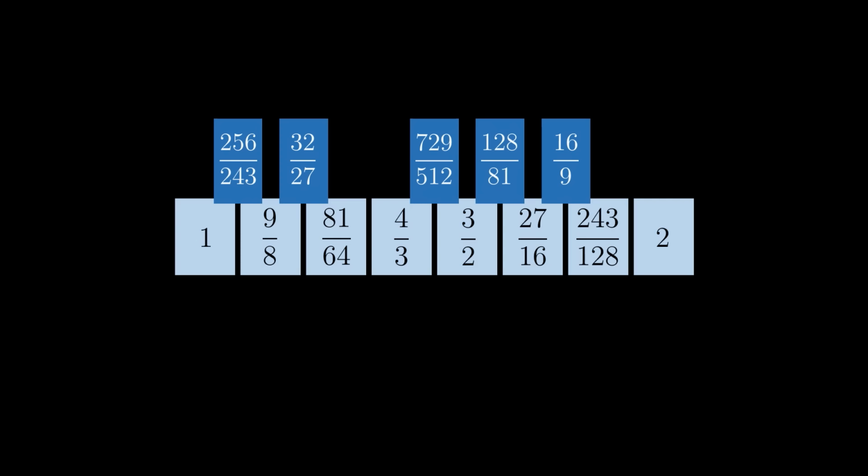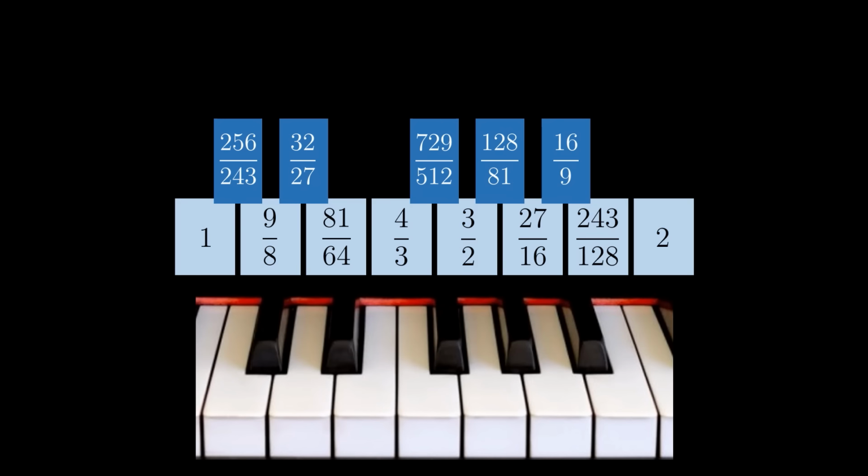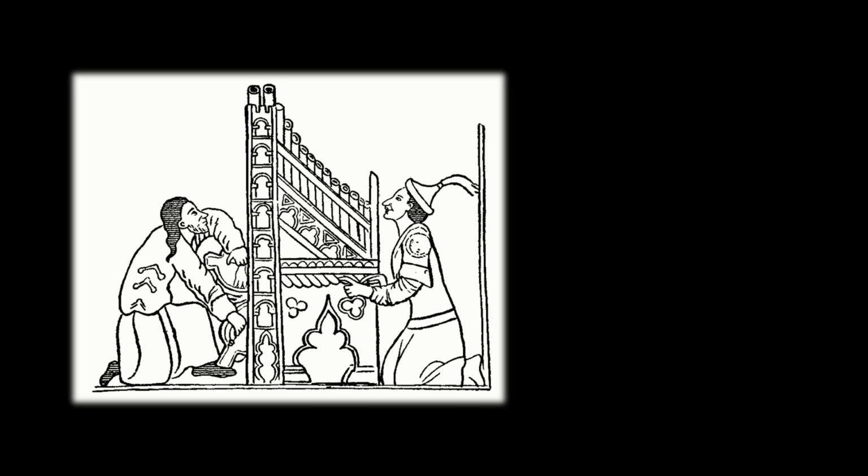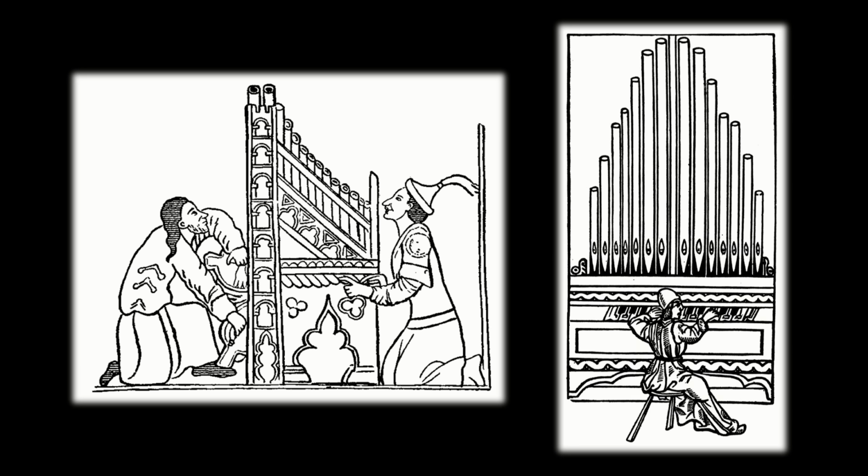The picture we now have looks similar to a piano keyboard, and this is not a coincidence. Early keyboard instruments had only the so-called white keys, and later gradually evolved to have more and more black keys.